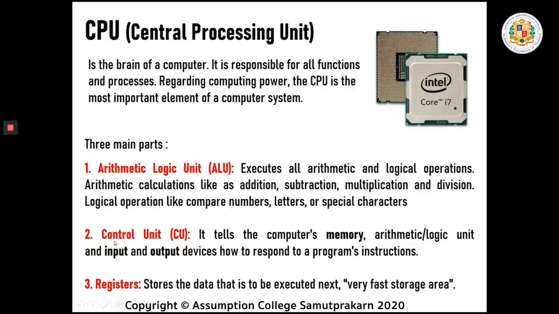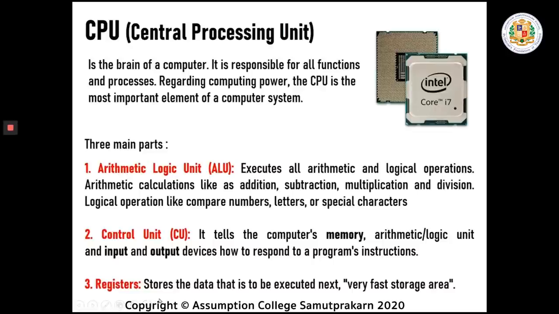Number two. Another part of the CPU is the control unit, or CU. It tells the computer's memory, arithmetic logic unit and input and output devices how to respond to a program's instruction. So before it will turn into output, it will check all things. If the computer bounces it back to you, there's something wrong in your data, it will tell you that you missed something or you have a syntax error like that. So that is how the control unit works.